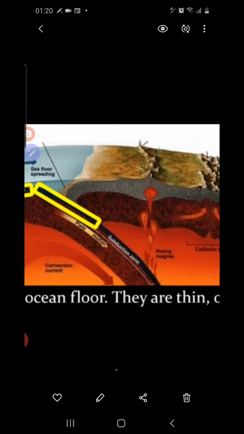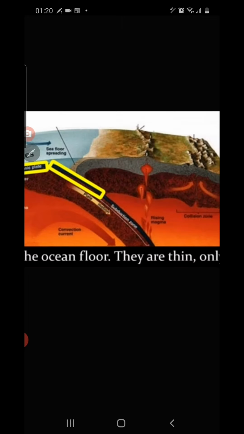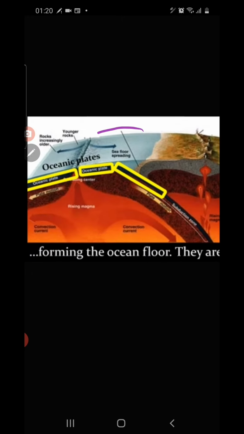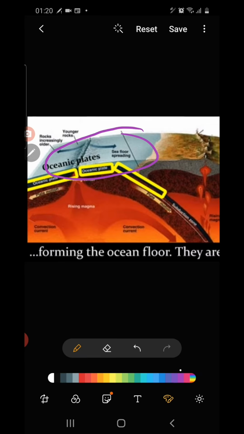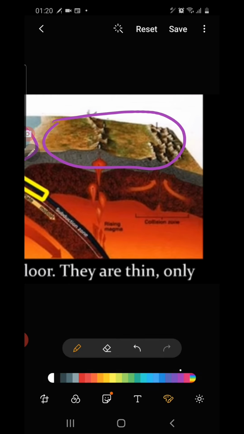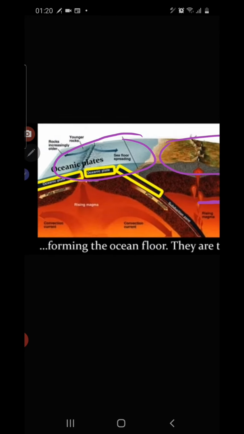So again we can classify the plate boundary as oceanic plate and continental plate. How is it? You see, children, in this figure you can see this is the oceanic plate. This part is the oceanic plate. You can see here the oceanic plate, and this is the continental plate. Most of the time continental plates are thicker, but still they are lighter than the oceanic plate.